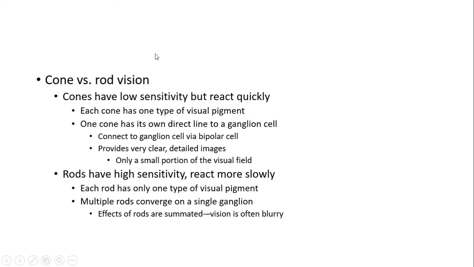Now, cone versus rod vision have a couple of things that are opposite. For example, the cones have a low sensitivity. Why? It's because they absorb such high wavelengths of light, so it takes more to stimulate them. In the dark, they would not get stimulated, so they're not that sensitive. But the rods absorb wavelengths at very low levels, so they are highly sensitive. They are stimulated, for example, in the dark.